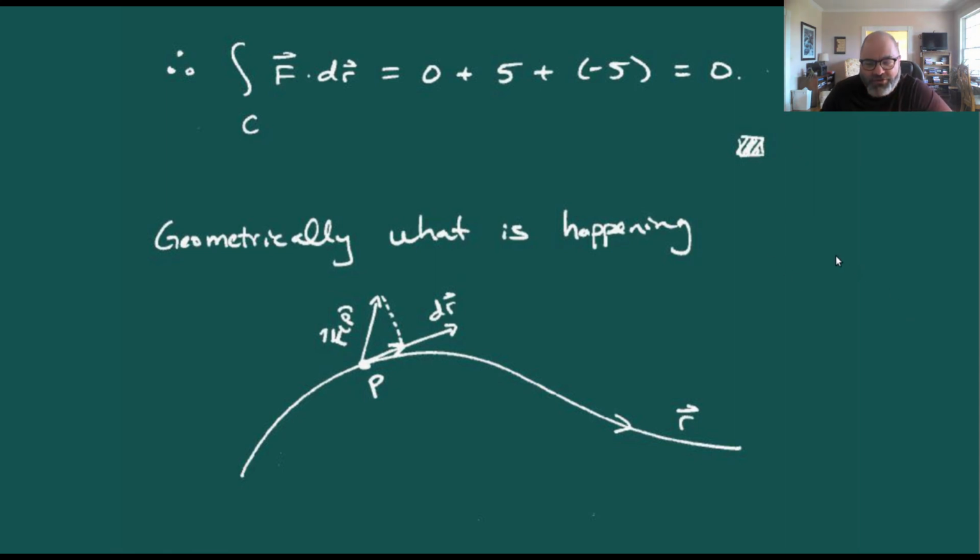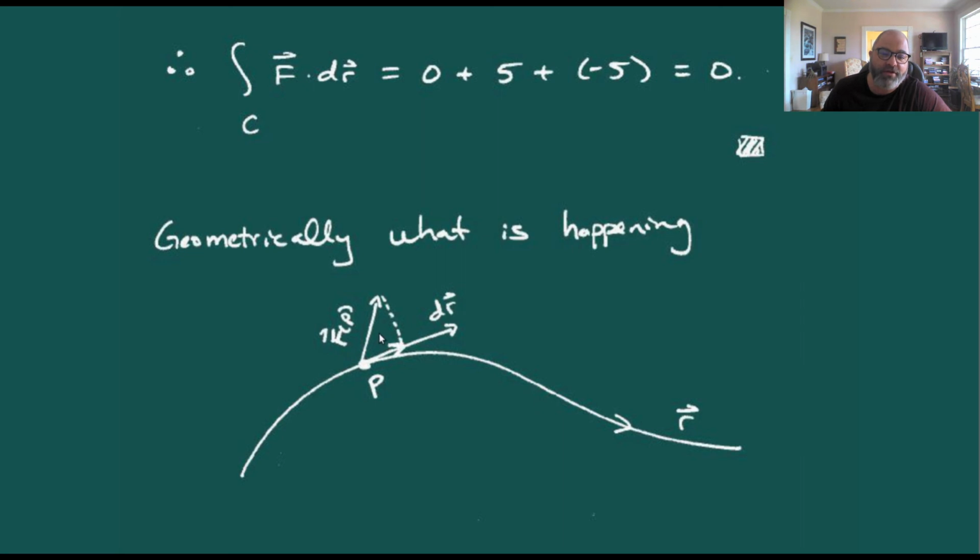So geometrically, we can ask the question, what's really happening here? What's going on when we're computing these things? Well, the picture is this. We've got our curve that's passing through here, given by r. Then we've got the tangent vector dr that's heading off in that direction. At this particular point P that we're interested in, we've also got a vector field vector attached to that point, being our F of P.